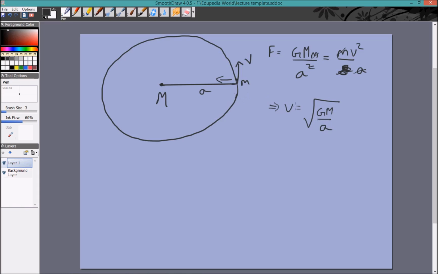So we have calculated the speed in terms of the distance from the center. If we wanted to, we could calculate the kinetic energy of this object as well. We have assumed that the sun is at the center and the sun is stationary, so the kinetic energy will be half mv squared. V squared will be GM by a, so it will be GMm by 2a. The potential energy is something we already know previously, that is minus GMm by a.